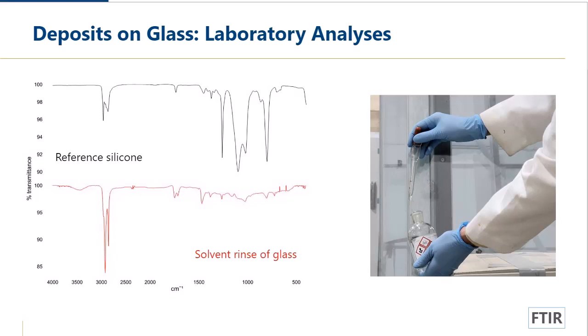We know it's been outside. We know it's been exposed to a variety of different chemicals. But the important thing is if you look at the bottom spectrum in red, that's the solvent rinse of the glass. And if you compare it to the top spectrum in black, that's a reference silicone oil. And we don't see evidence of silicone oil in that solvent rinse. So we can stop worrying about any bleed out from that sealant.